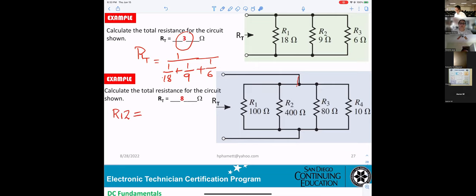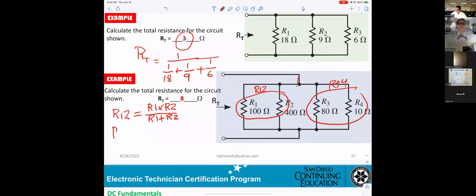The formula will be R1 times R2 over R1 plus R2, divide. Okay, that means you combine that one to R1,2, and you combine that guy R3,4. R3,4 is R3 times R4 divided by R3 plus R4.